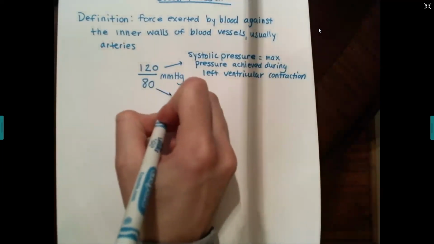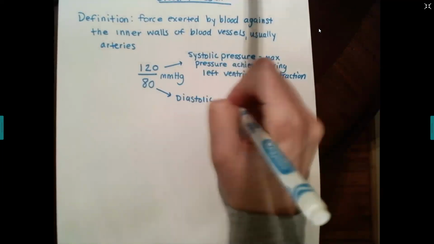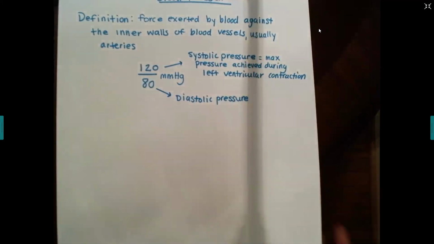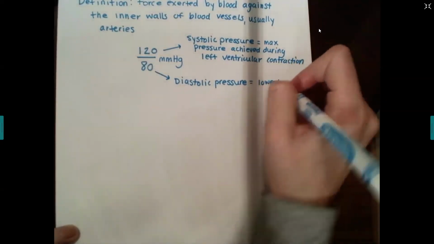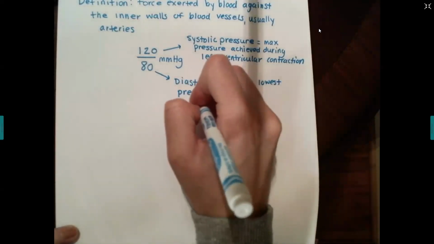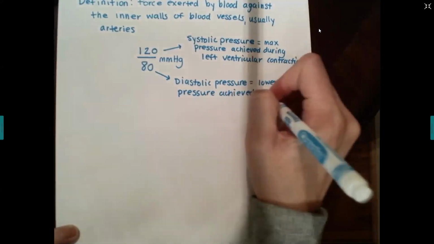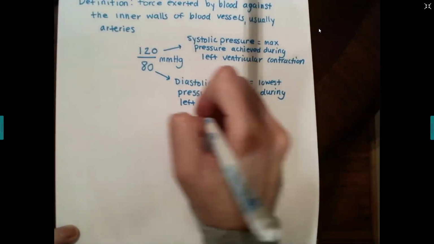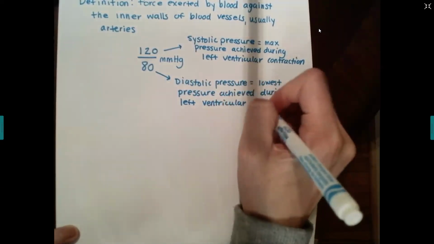On the bottom, we have the diastolic pressure. The word diastole means relaxation. So this is the lowest pressure achieved during left ventricular relaxation.